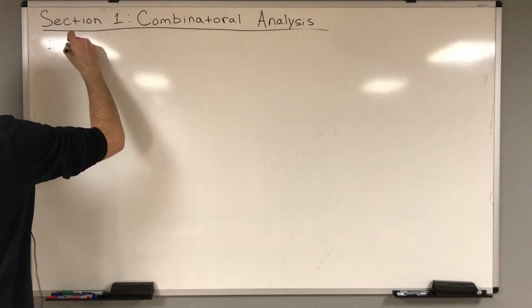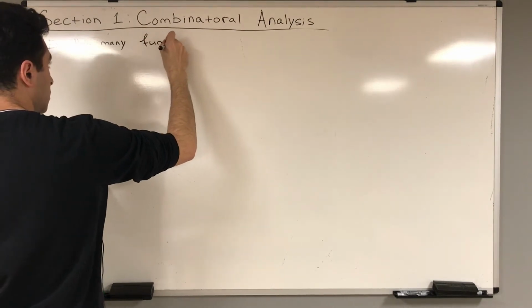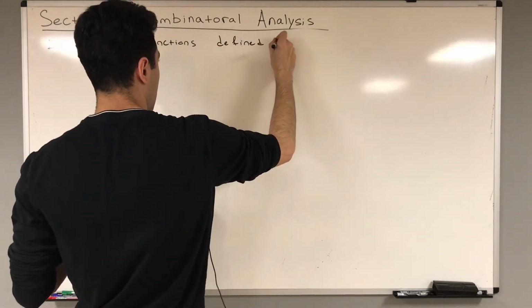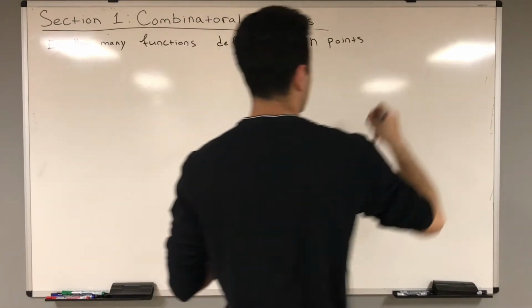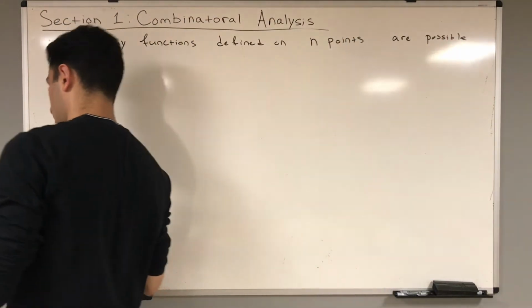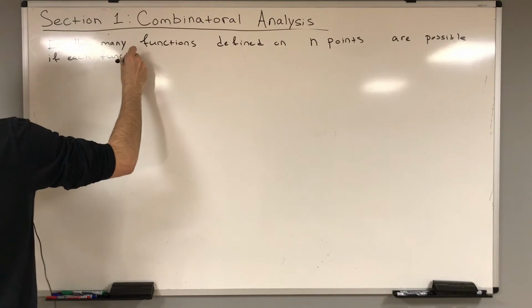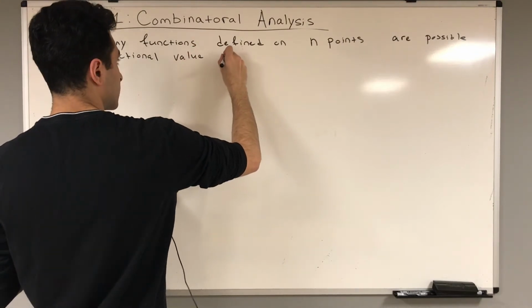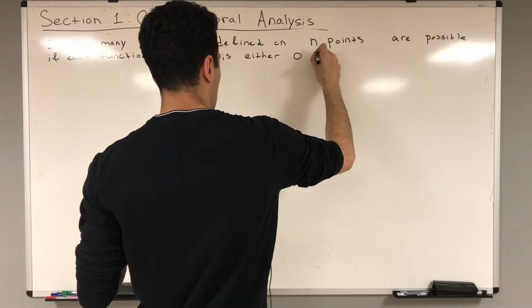So we want to know how many functions defined on n points are possible if each functional value is either 0 or 1.